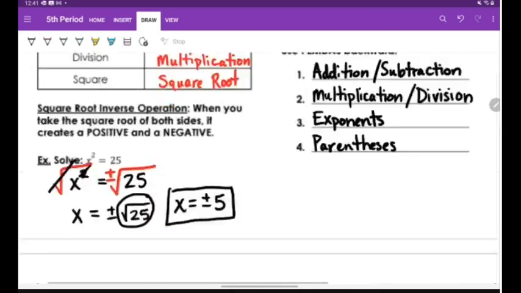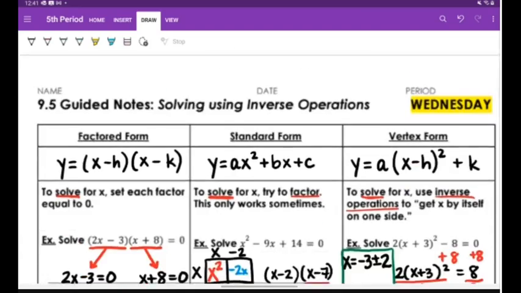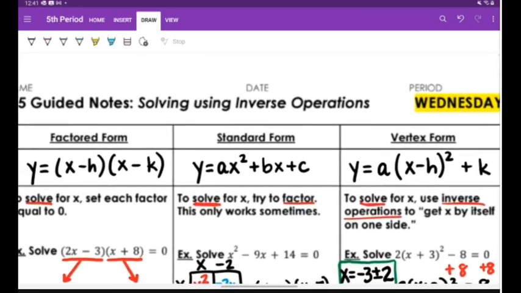At the very top, we have our 3 different forms here, and you can just kind of see what they look like. Factored form has 2 different factors being multiplied together. Standard form is just terms, ax squared plus bx plus c. And then vertex form is kind of a weird combination of both. The one thing I do want to point out is bx.